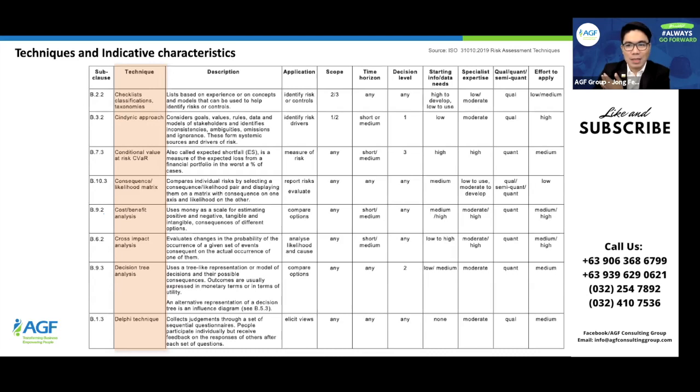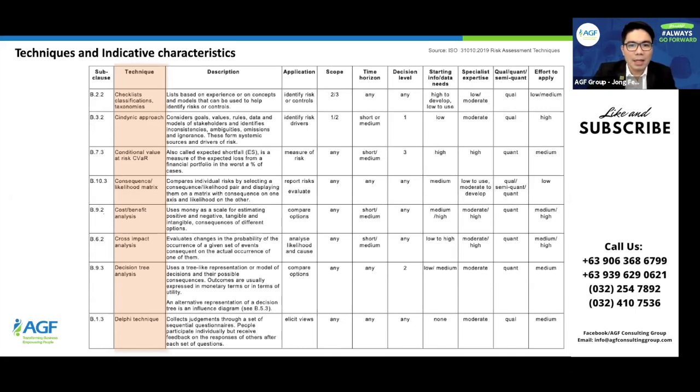And take note that each of these risk assessment tools has its corresponding applicability. All right, let me know. Are you using any one of these? Maybe none. Okay, no answers yet in the group chat. So maybe you're not. Oh, okay. From Butuan City, they're using the consequence likelihood matrix. Thank you, Ma'am Lily. All right, very good.